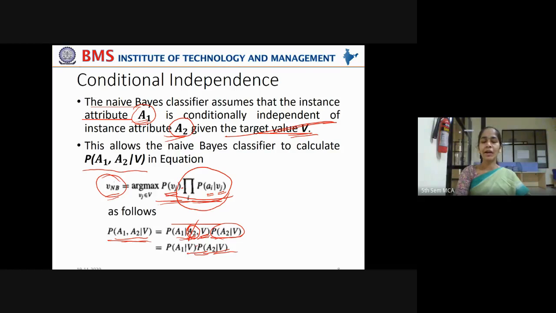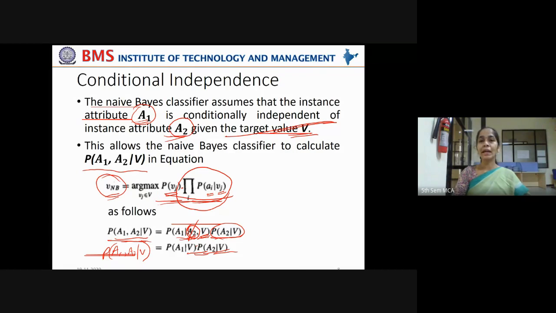So now can you see how it is simplified? Probability of A1 comma A2 given V is written simply as probability of A1 given V multiplied by probability of A2 given V. This is according to our naive Bayes classifier. Probability of two attributes occurring given the training example can be calculated as probability of A1 given the target label and probability of A2 given the target label.